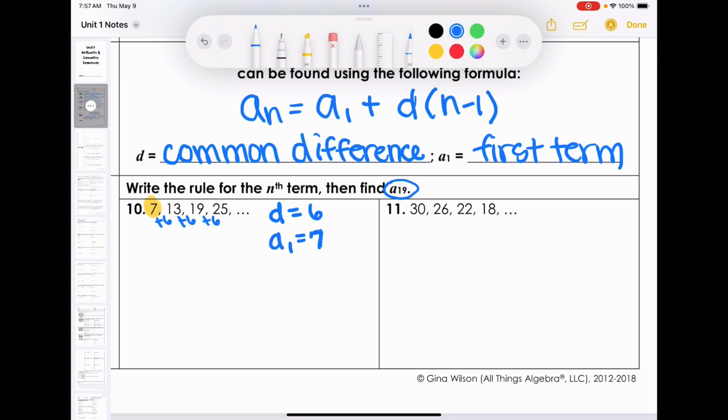So now we have our 2 pieces of information to make the formula. So I'm going to write the formula down. And now I'm going to put 6 in for d, and I'm going to put 7 in for a_1.